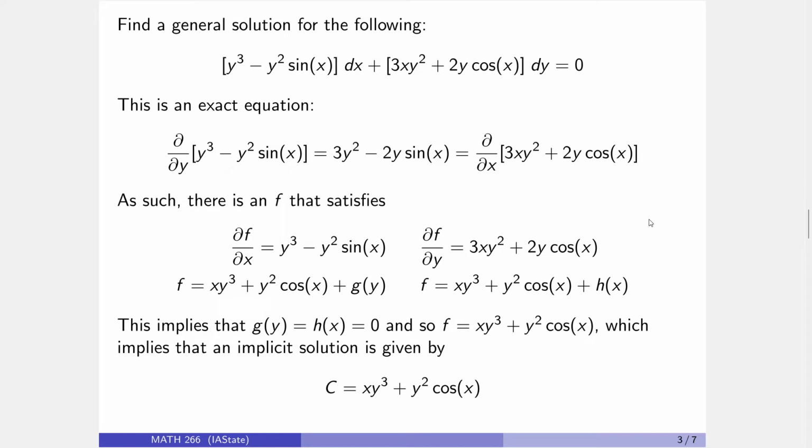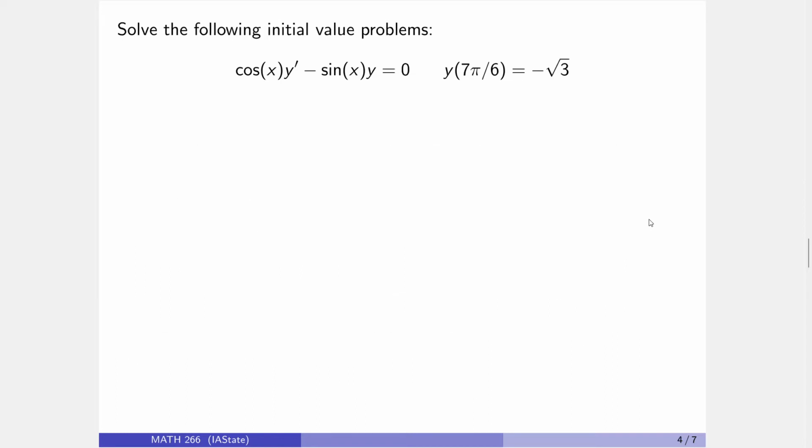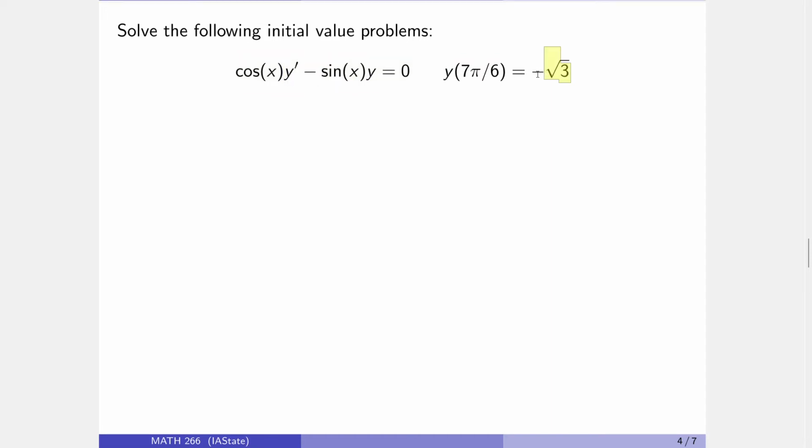Alright, so we've seen linear, we've seen exact. Well, what was the other type? Hey, I bet it's this. First things first, before we get going, note it's an initial value problem. So we're going to solve and get an undetermined constant c, and this is going to tell us how to solve for c.